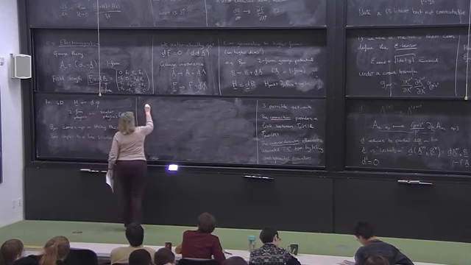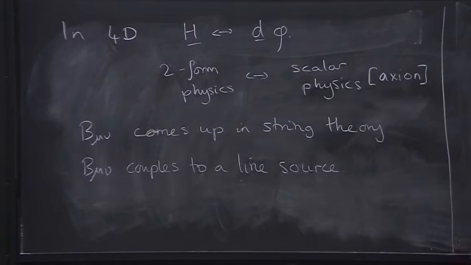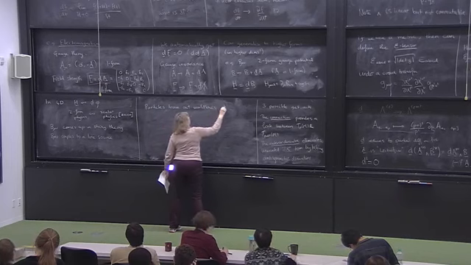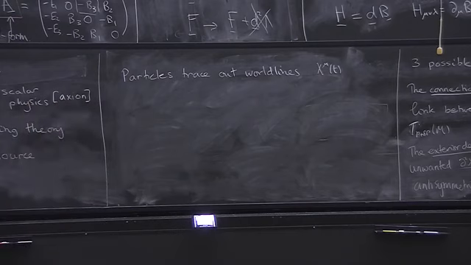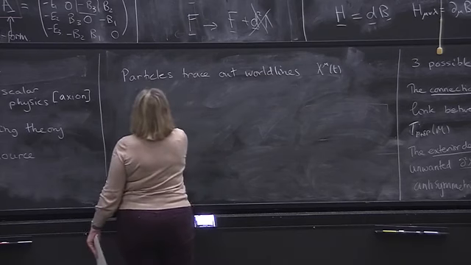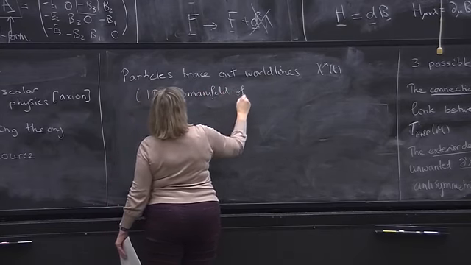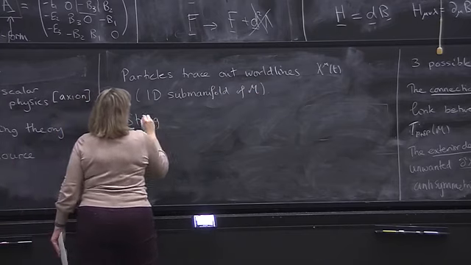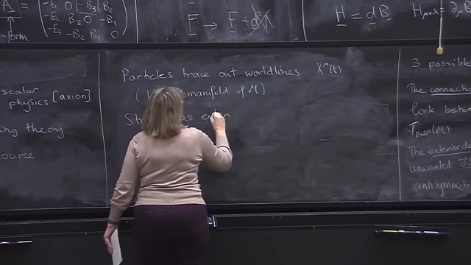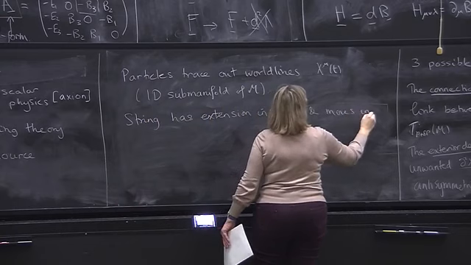Okay, so you've already met the fact that particles trace out world lines. So we saw that as a notion of a curve, but we could also think of that as a one-dimensional submanifold of our manifold. So a string is something that has an extension in space, one-dimensional in space. And it moves in time.